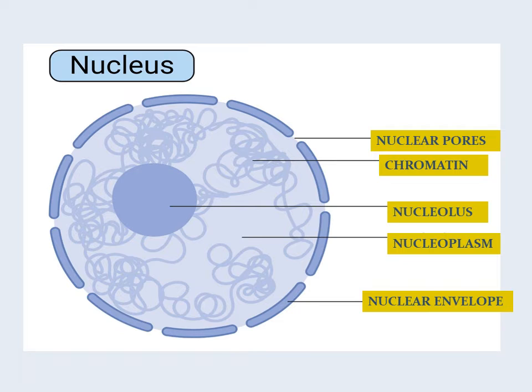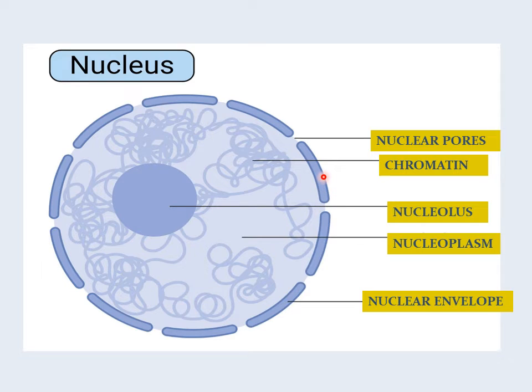Structure of nucleus we have discussed right now, but let's have a look over the diagram. If we talk about the diagram of nucleus, it is a spherical structure, and it consists of two membranes. So we can say that nucleus is a double membranous structure. This is the outer nuclear membrane and this one is inner nuclear membrane. And the space present between both the membranes is known as perinuclear space.